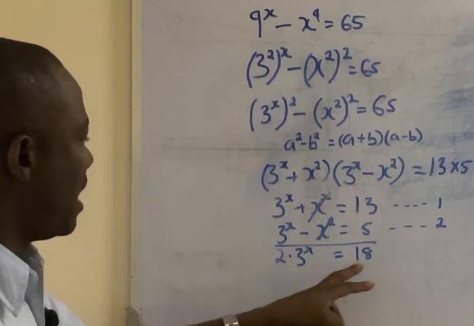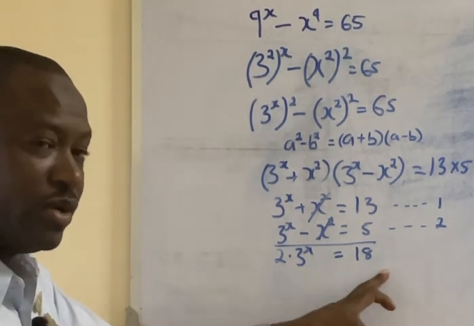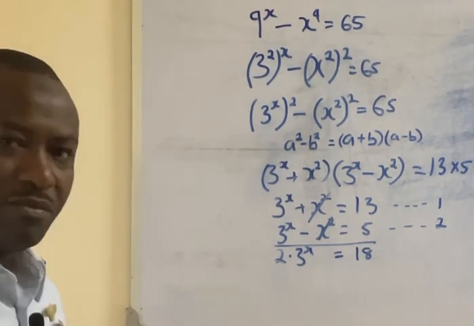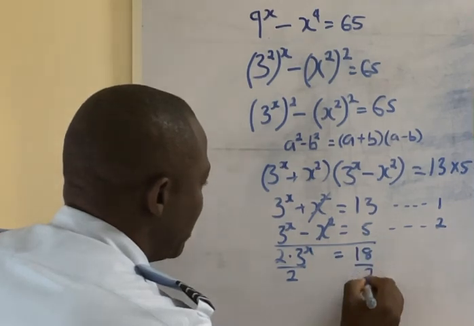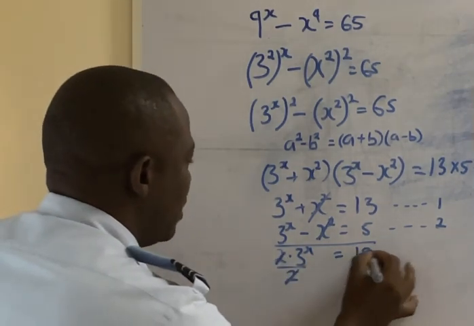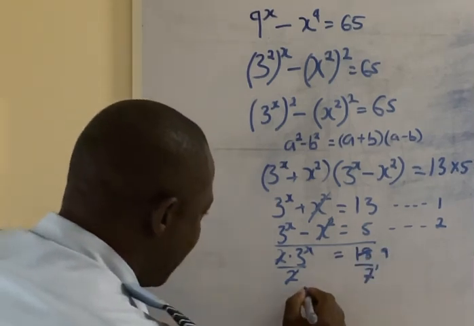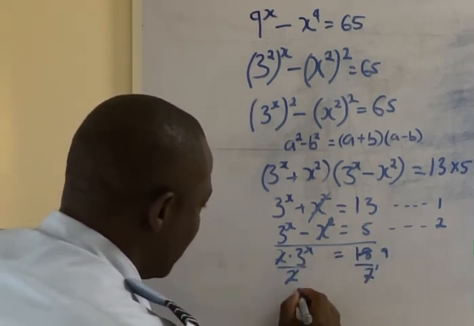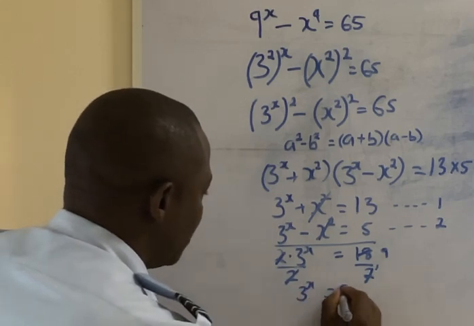13 plus 5 is equal to 18, so 2 times 3 power x is equal to 18. We can divide both sides by 2. So divide this by 2 and divide this by 2. These 2 will cancel these 2, and 18 divided by 2, we have 9. Now we have 3 power x remaining, 3 raised to power x remaining is equal to 9.